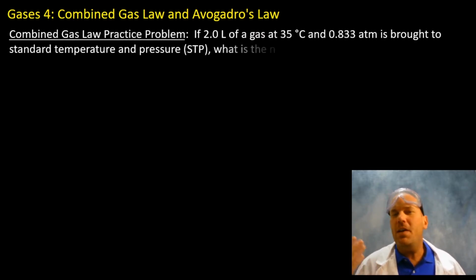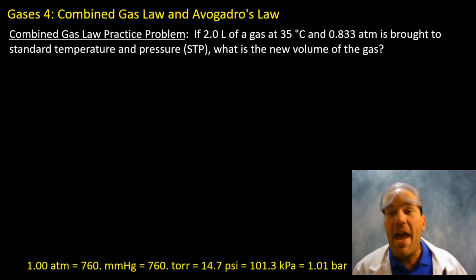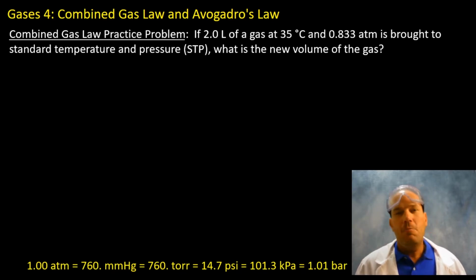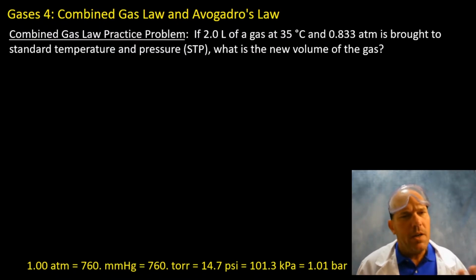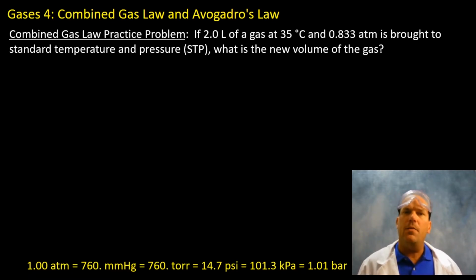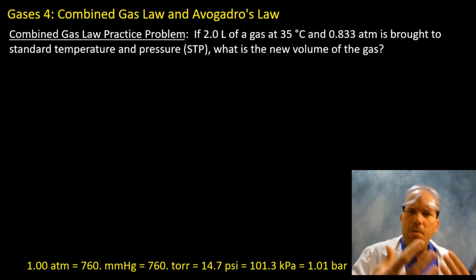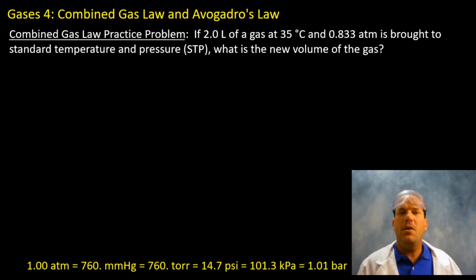If 2 liters of gas at 35 degrees Celsius and 0.833 atmospheres of pressure is brought to standard temperature and pressure, which we've defined and used throughout this course thus far, what is the new volume of the gas? Well, just like we've been practicing, we're going to lay out all the variables involved, put what we know, and put what we're trying to find. Now, on the bottom here, just as a reminder, are all the different units that pressure can be expressed in.